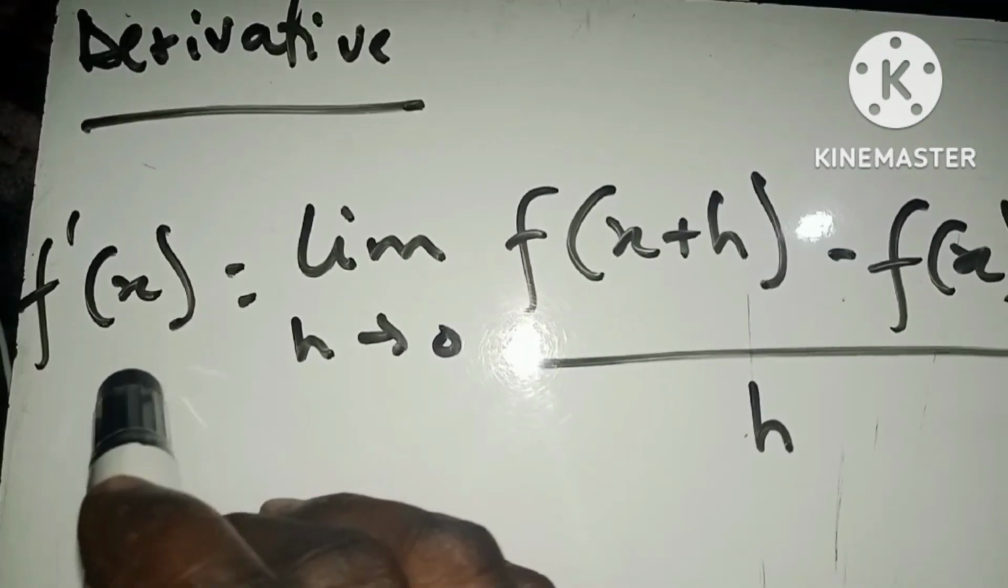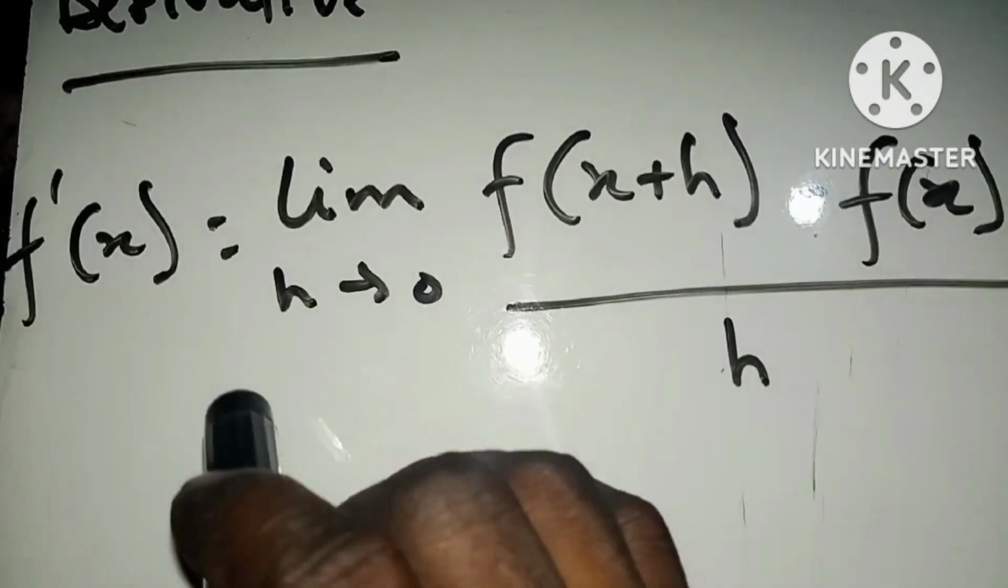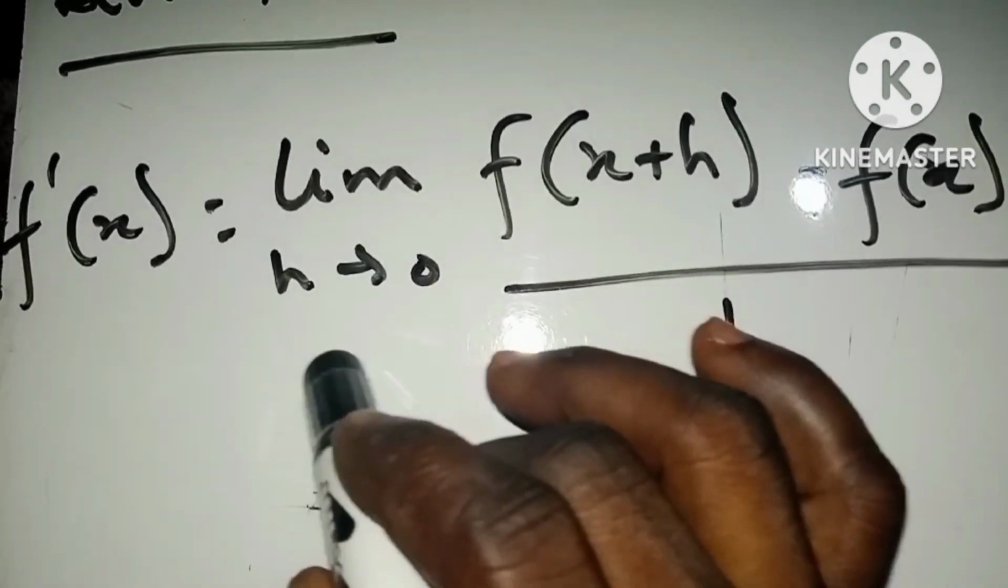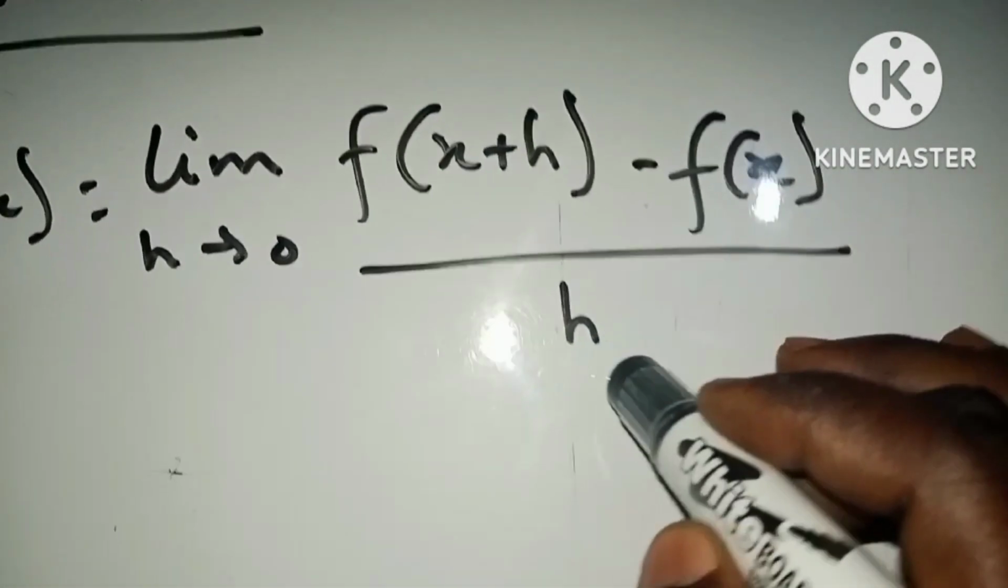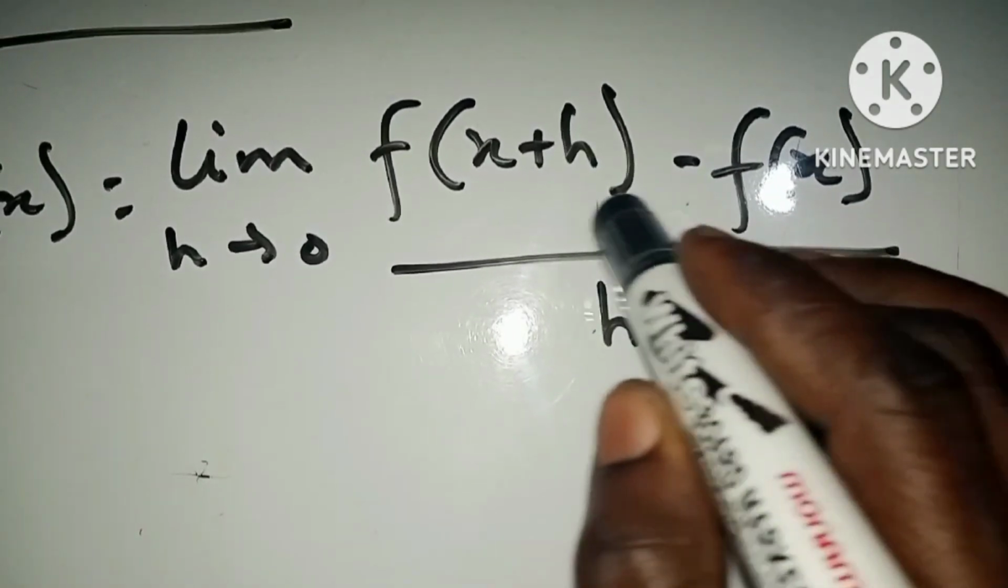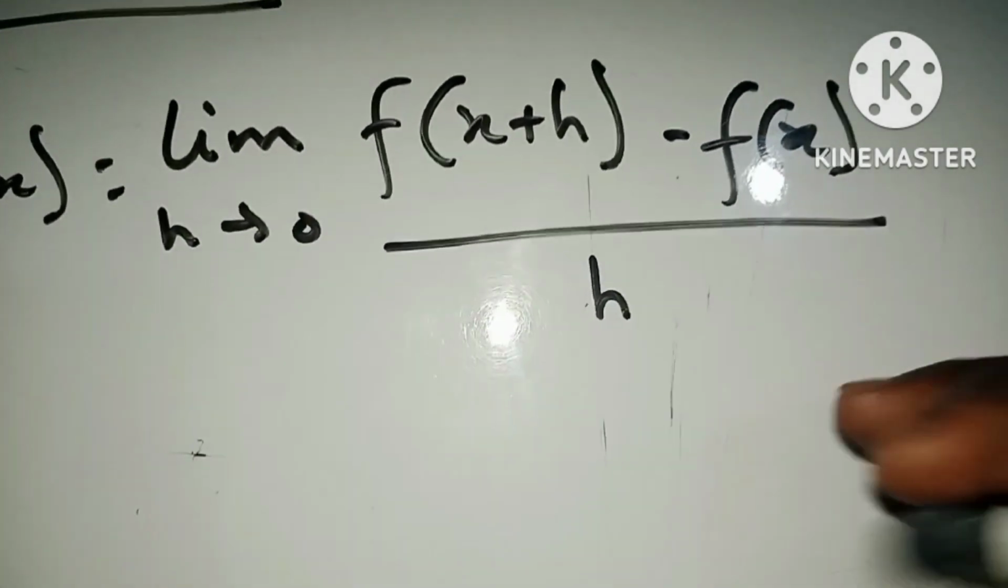And this is f prime. f prime of x here is equal to the limit as h approaches zero of this thing here. I believe some of you are familiar with this, but the meaning behind it is the most important thing.